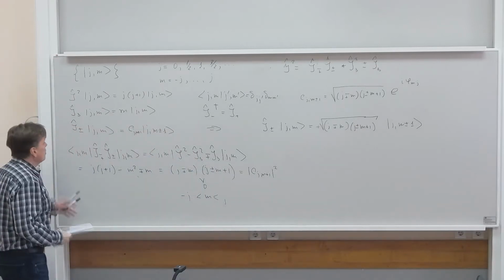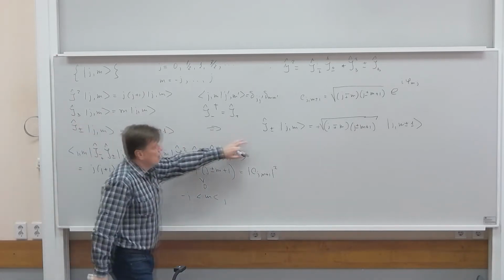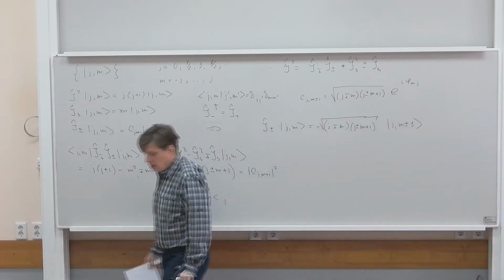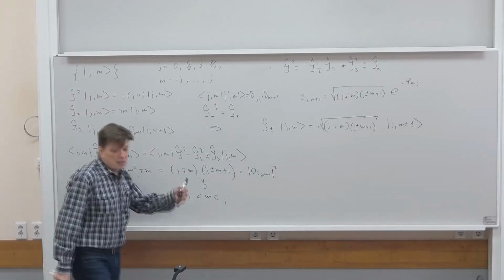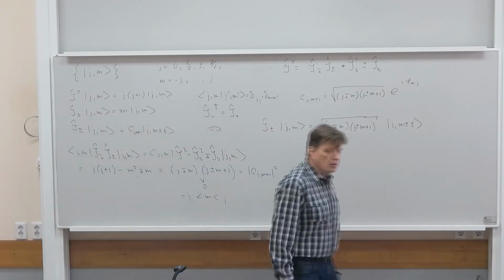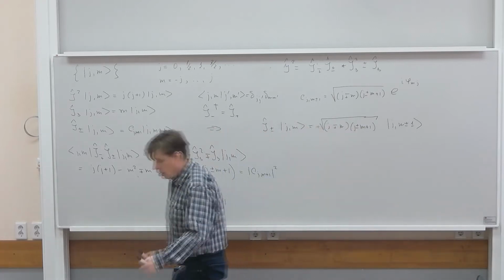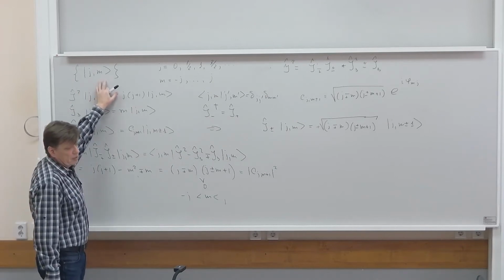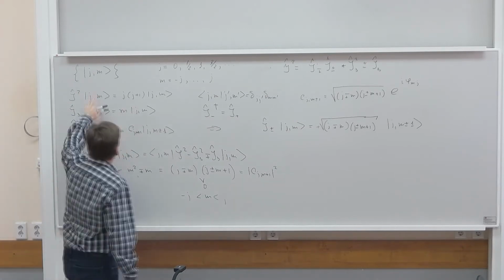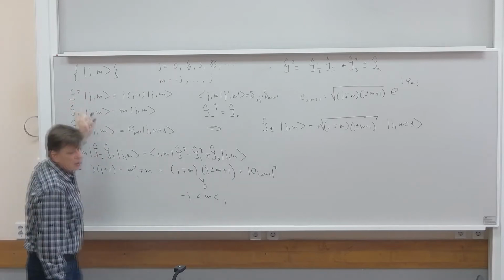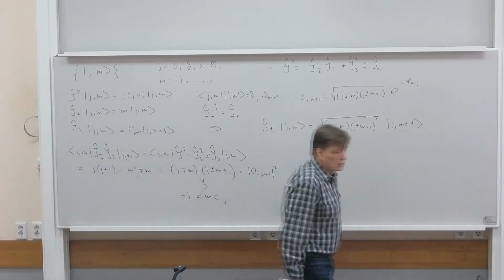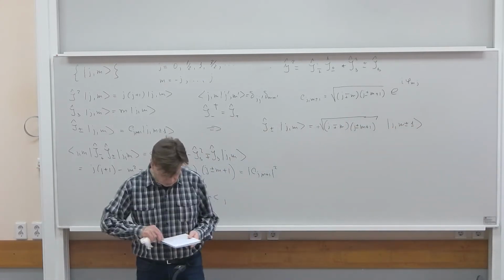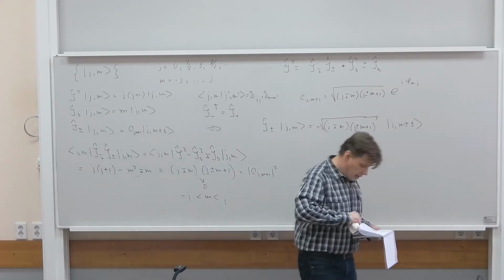So, taken together, these formulas for J3 and J plus minus specify the action of the operators J, and hence the angular momentum components, on the basis vectors J m. And all these vectors are eigenvectors of J squared, that is, they are eigenvectors of our Hamiltonian.